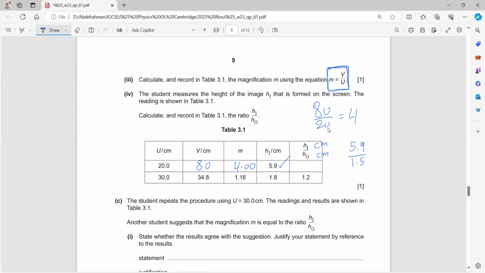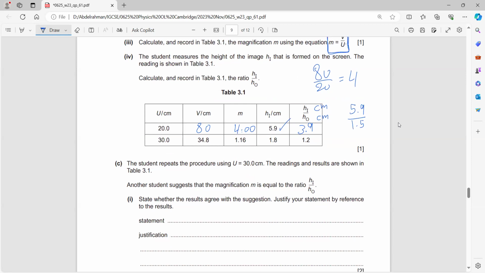Okay. 5.9 divided by 1.5 would be around 3.9. Nice, easy. The student repeats the procedure using U equals 30 in the second row. The readings are shown in table 3.1. The student suggests that the magnification M is equal to the ratio HI over H naught.